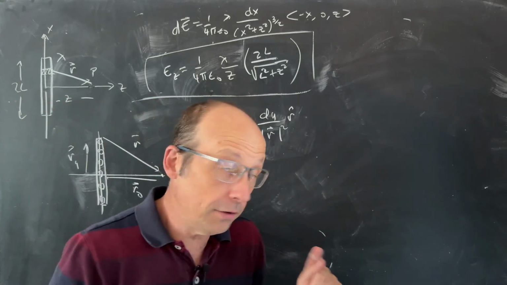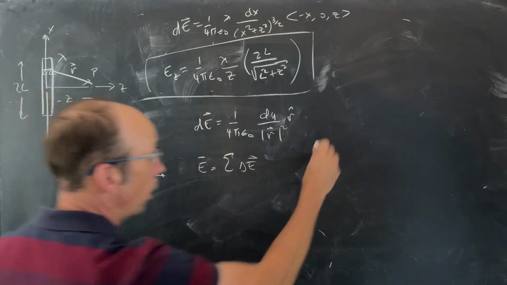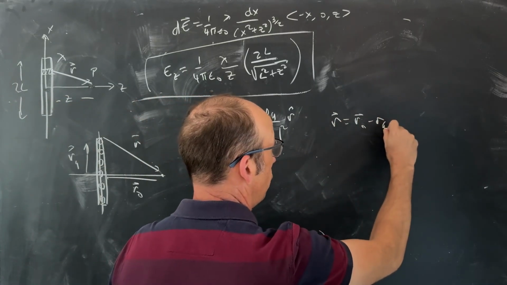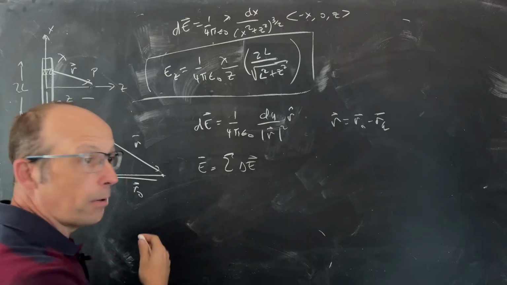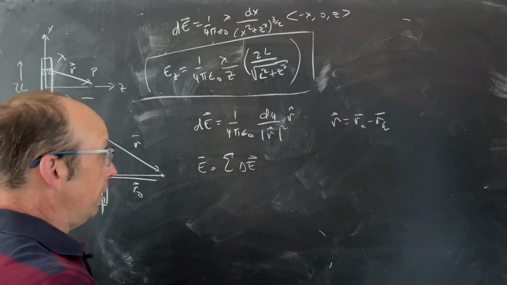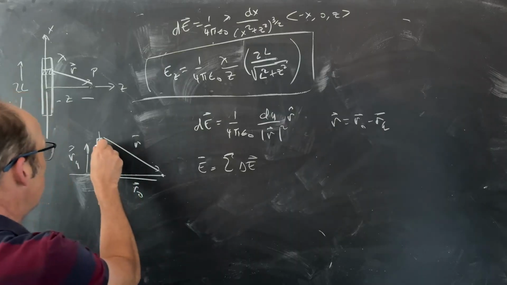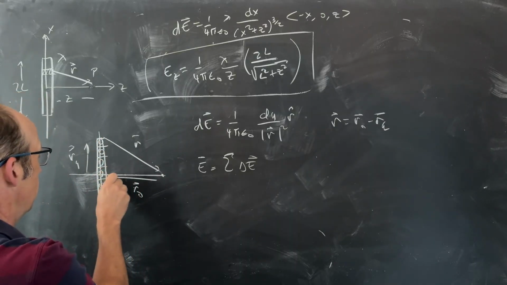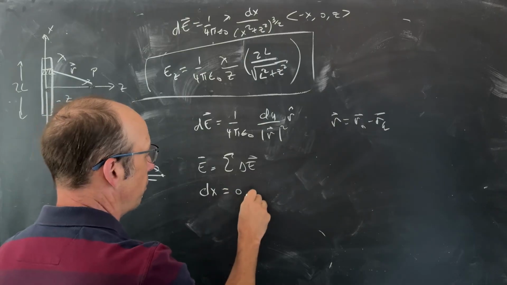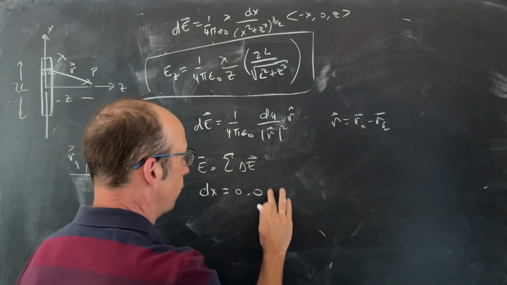So there's a couple things. One, how do we find R? R is going to be RO minus RQ. How do we find dQ? Remember, before we used lambda. Well, we can still use lambda, right? I'm going to pick the step size here. Let's call it dx. So let's say dx is 0.01. We do, no, let's say 0.001.